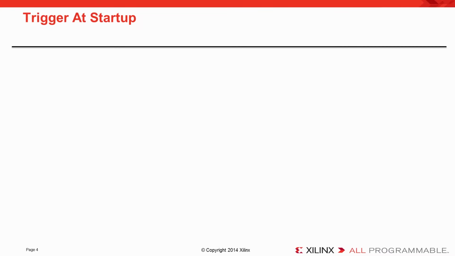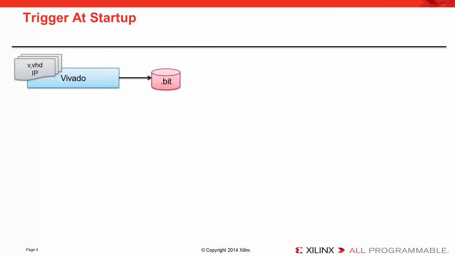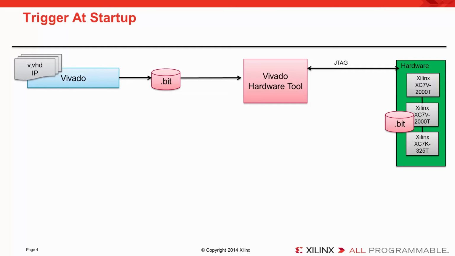This slide details the Trigger at Startup flow. We typically start this flow by using Vivado to generate the bitstream with all the debug cores needed to debug the design, either inserted or instantiated into the design. Next, this design is programmed onto the relevant device using the Vivado Hardware Manager. Vivado Hardware Manager uses JTAG to communicate with the device. Now we start the Trigger at Startup flow.